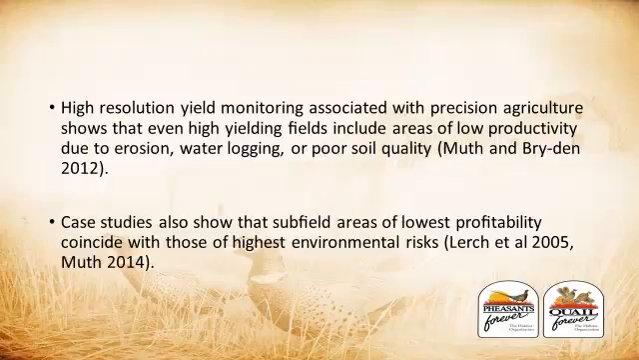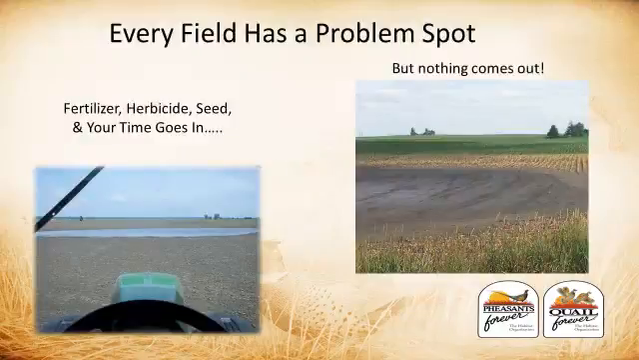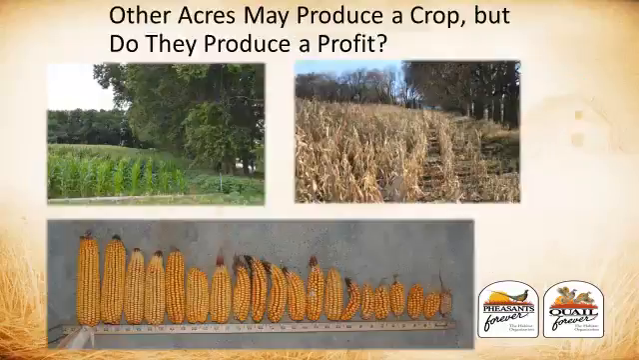Those are all different areas that we can look at identifying as potential low productions and work to get those back to better production. So every field has problem spots. I mean, we can typically see, we're out there, we plant it, we go through it, but in the end, nothing comes out because it's either waterlogged, saturated, it's poor soil quality, or it floods regularly.